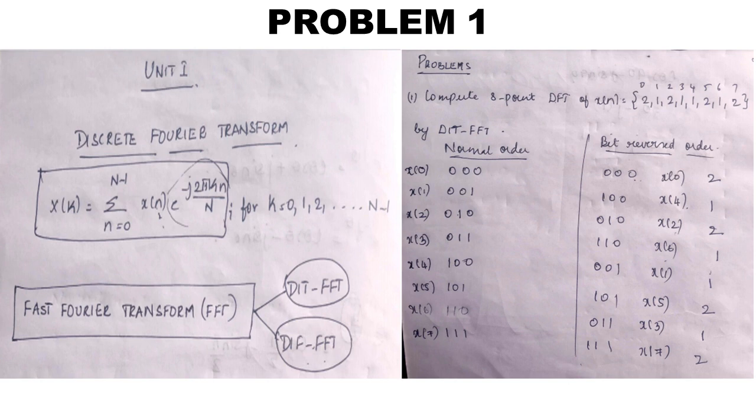If you see the question here, it says compute the 8-point DFT of the given sequence 2, 1, 2, 1, 1, 2, 1, 2. The first step is you should take the input in the bit reversed order. So bit reversal is done.